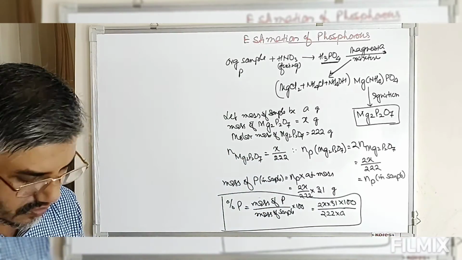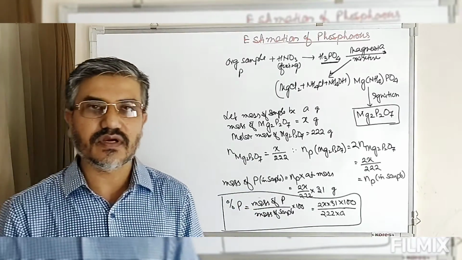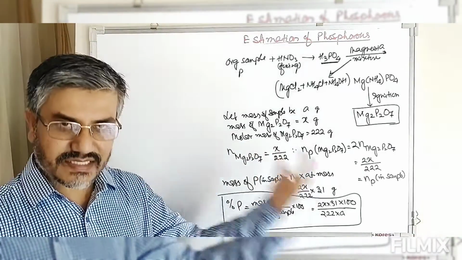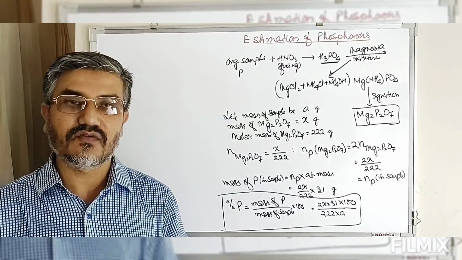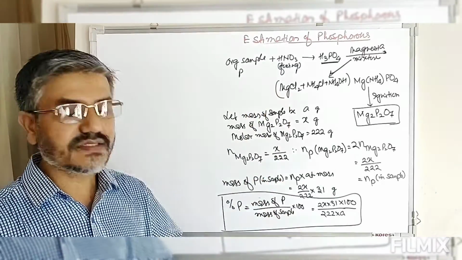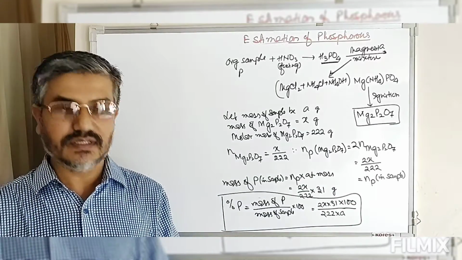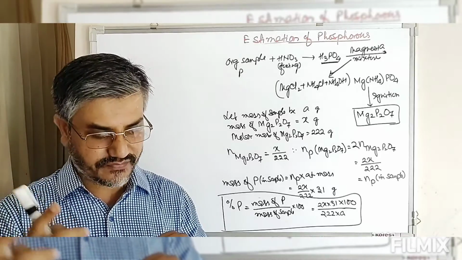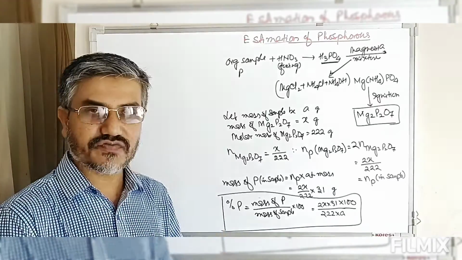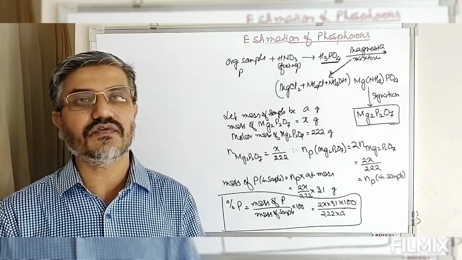So now look at this. In all of this we have to identify in which particular form we have to convert the element, what the reagent is, and from which particular compound we determine the mass of phosphorus. So these are the methods by which we can calculate the percentage of carbon, hydrogen, sulfur, halogens, and phosphorus. Now we are left with the percentage estimation of nitrogen.